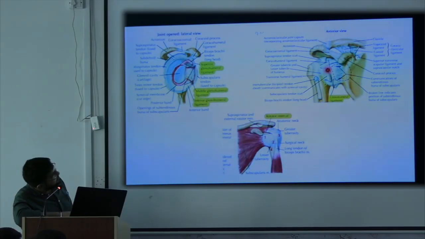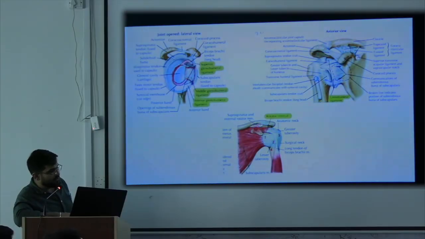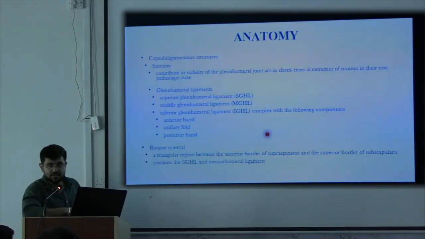Okay, and this is the AP view. In this, you can see the glenohumeral ligaments, all the three. This is the superior, this is the middle one, and this is the inferior part of the glenohumeral ligament. And this is the rotator interval, which, as you already learned, is surrounded by the anterior border of the supraspinatus and the superior border of the subscapularis. So supraspinatus and subscapularis. This small triangular space is known as the rotator interval, and it contains the superior glenohumeral ligament and the coracohumeral ligament.